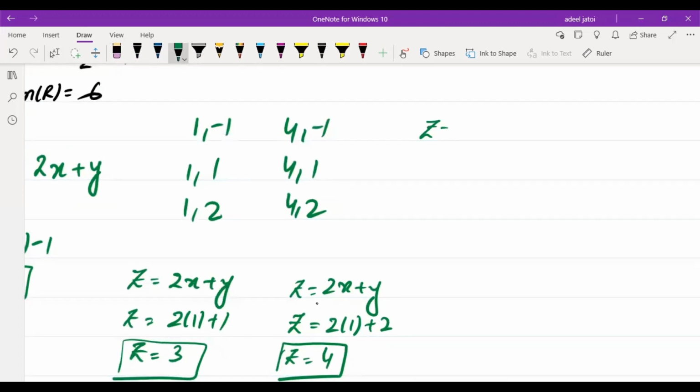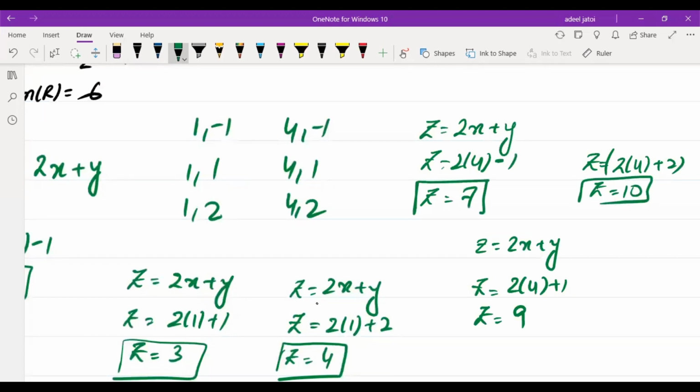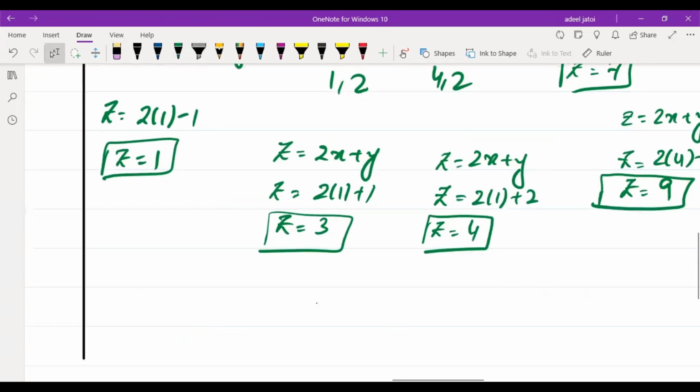Now z is 2x plus y. So this should be 2(4) minus 1. This should be 7. If it was z equals 2x plus y, then we would be writing down 2(4) plus 1. This is what? 9. And finally z is 2(4) plus 2. So this should be what? 10. So how many different elements of z are there? 10, 9, 7, 4, 3, 1.